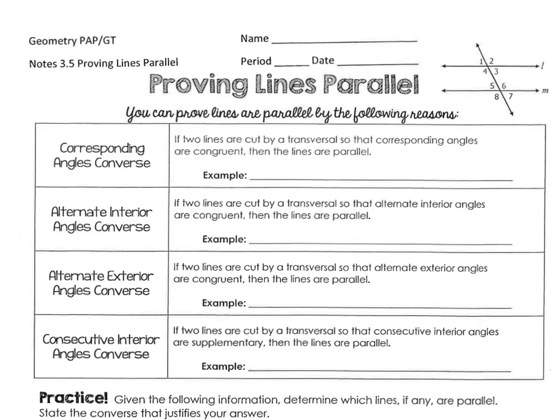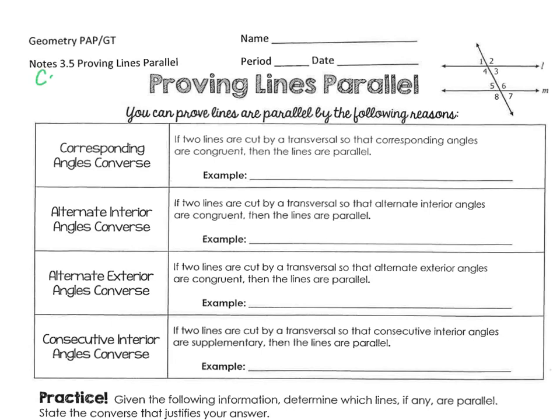Last week, we learned about the relationships between parallel lines and angles when those lines are intersected by a transversal. Today, what we're going to talk about is using those angle relationships to actually prove lines parallel. So the theorems that we did last week were your conditional theorems.